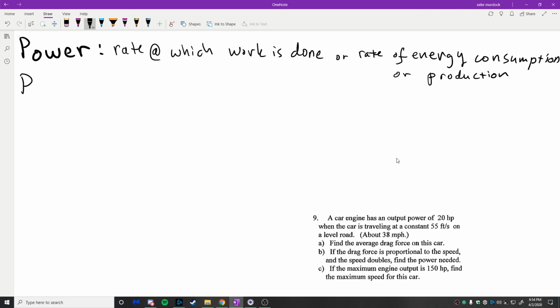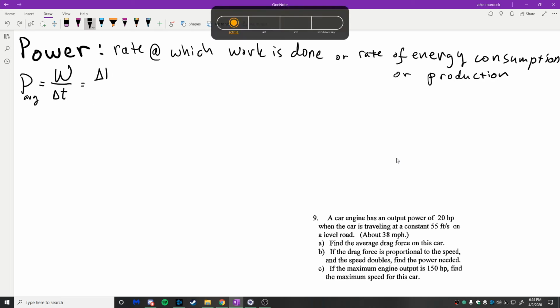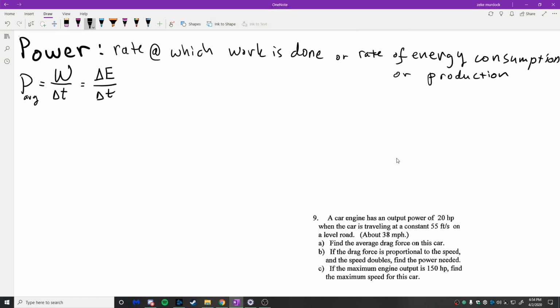So to define that, there's two different ways we can do it. You can define work divided by time. This would give you average power. Or it could also be equal to the change in mechanical energy in a system, the change in energy divided by the change in time. Just to remind you, when I say the letter E, I mean mechanical energy, which is kinetic plus potential energy, the sum of all those things.